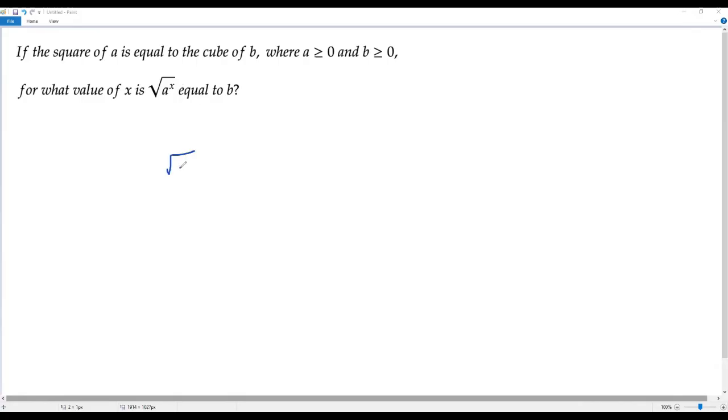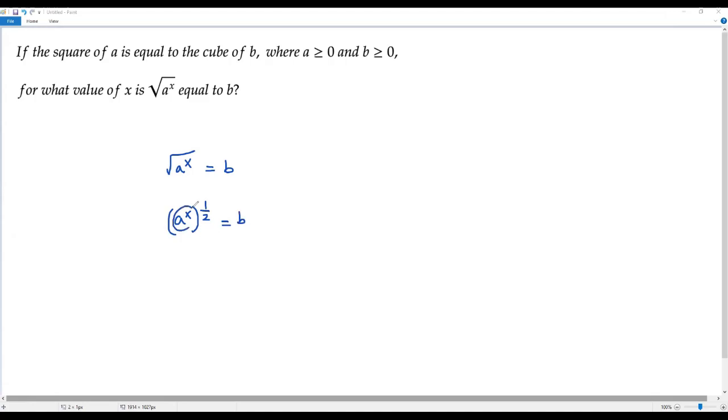That is, square root of a to the power of x is equal to b. So when this one is equal to b, we have to solve for x. That is, we have to solve for x in this equation. Okay, in my first step, let me write the square root as an exponent. When I write the square root as an exponent, the exponent will be 1 half. On the right side, we can write this b as it is.